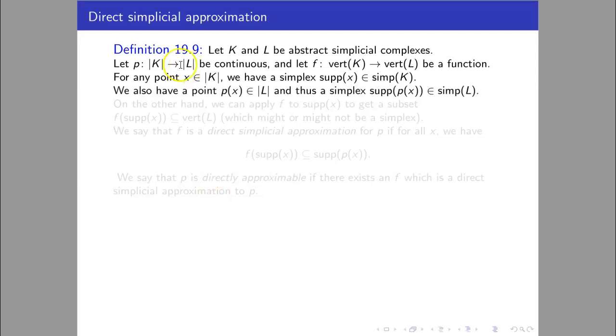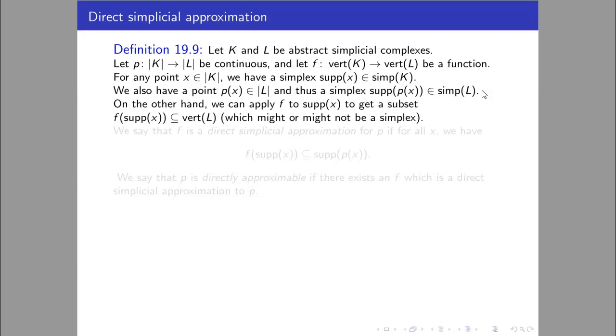And then we've got this map P from mod K to mod L and a point X in mod K. So we've got an image PX lying in mod L. And that again is a convex combination of the vertices of L, and you look at the vertices that have a strictly positive coefficient. That's called the support of PX, and that's going to be a simplex of the complex L.